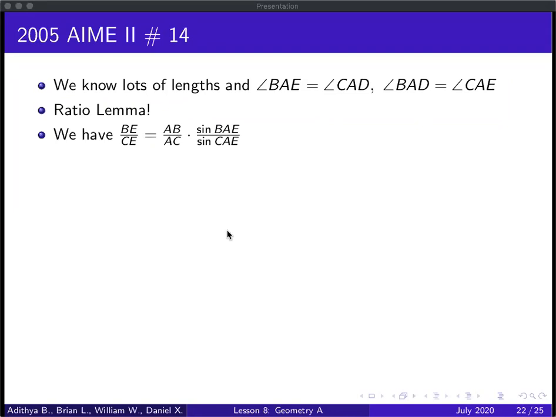And by writing this, we can make use of the fact that we have those equal angles. BAE is equal to angle CAD, and CAE is equal to angle BAD. So we can rewrite this in terms of angles attached to D. So in particular, this is AB over AC times sine CAD over sine BAD.